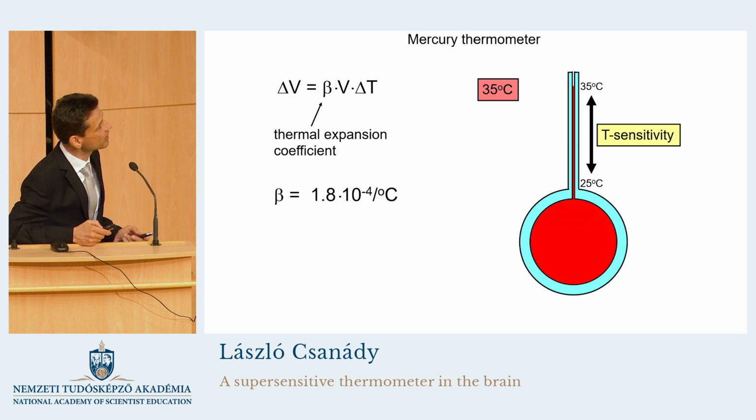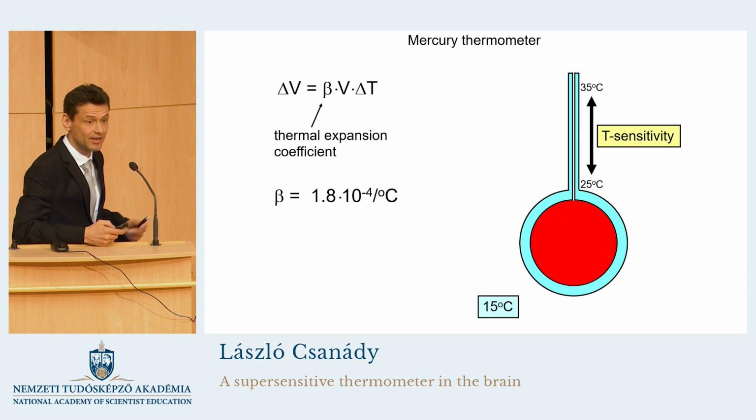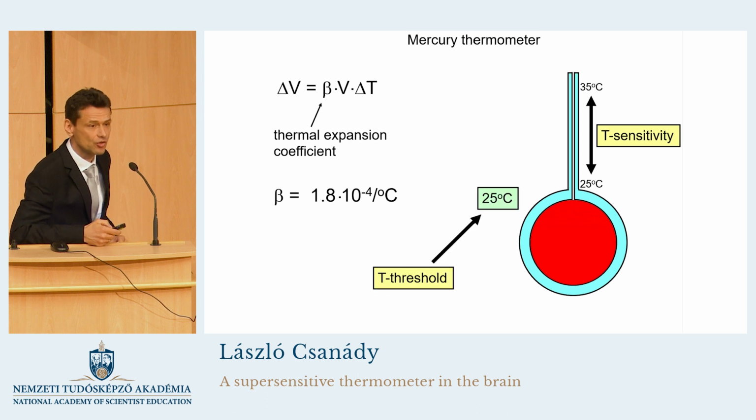On the other hand, if I cool the temperature now below 25 degrees, the mercury droplet will further shrink, but again, I can't see that. So clearly, this thermometer will have a temperature threshold of 25 degrees. And so sensitivity and threshold are two very important parameters of every thermometer.